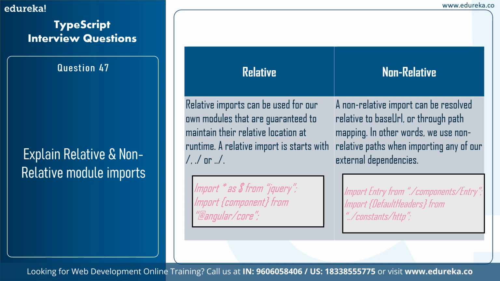So in the relative section, you can see that you can just import any entry from ./components.entry, or you can take any default headers from /constant/http. But in the case of non-relative, you can import $ from jQuery, or import component from Angular/core, or from anywhere that you're accessing, basically through path mapping.